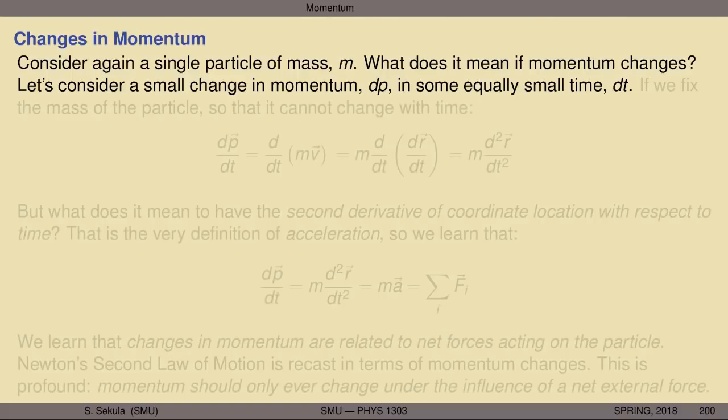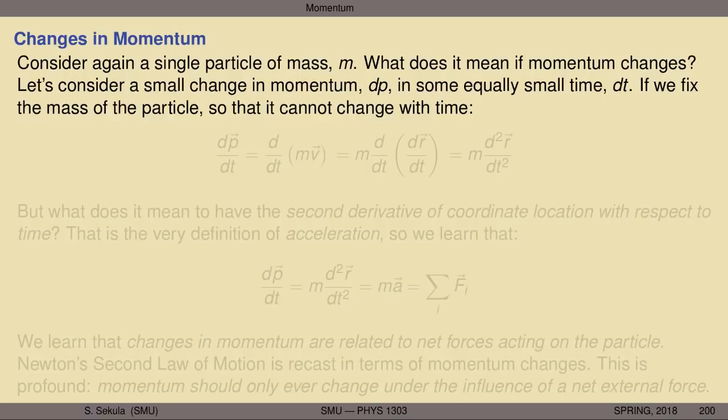So let's go back again to the comfortable example of a single particle with some mass, m. What does it mean if its momentum changes? So let's consider a small change in momentum, which I'll denote dp, meaning tiny change in momentum, in some equally small amount of time, dt, meaning a tiny change in time. So let's fix the mass of the particle m so that it can never change. This particle is indivisible. It can be sped up, it can be slowed down, but you can't break its mass up into any other pieces. Fine. So it's an indivisible particle. m is fixed, it's a constant. It doesn't change in time.